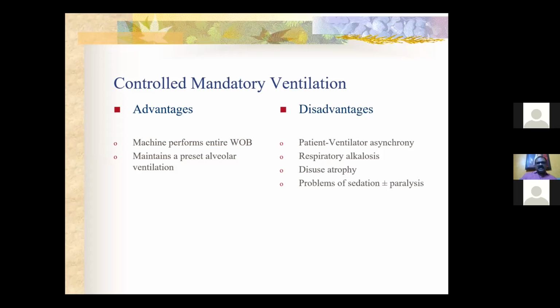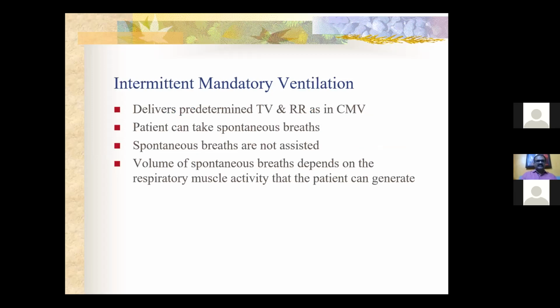Then if the alveolar ventilation is very high, there can be respiratory alkalosis. And because the patient needs muscle relaxants for this CMV part, there can be disuse atrophy of the respiratory muscles. Then because we have to use sedation and paralysis, there can be problems due to that also. We have to give a lot more sedation, especially opioids and all, so there can be delirium happening. So all these are problems of the controlled mandatory ventilation.